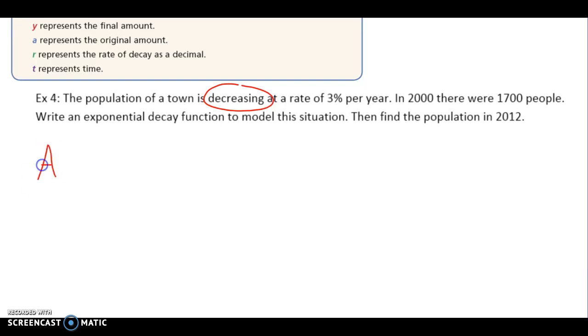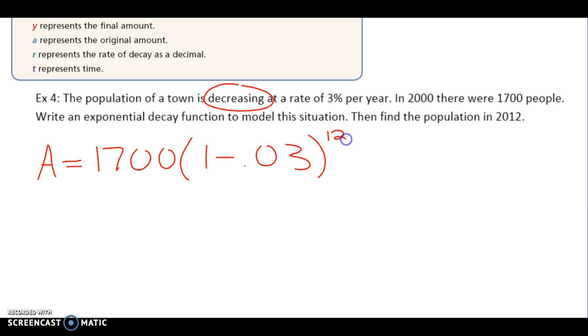So the final amount, A, equals, how many people are there currently? 1,700 times 1 minus 0.03, the rate as a decimal. So 3.0 turns into 0.03. And how much time will be passing? 2000 to 2012 is 12 years. Throw this into your calculator, and there's your answer, the final amount.